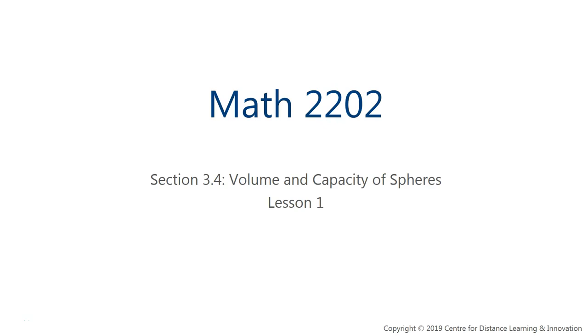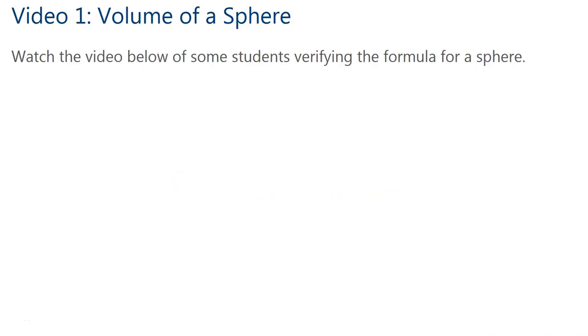Welcome to section 3.4, Volume and Capacity of Spheres. We'll start by watching a video of some students who attempt to estimate the volume of a sphere by placing some water in a cup. They then place a ball in the cup. They measure the amount of water before they put the sphere in and then after, and then when they subtract the two values, they can get an estimate for the sphere. So let's have a look.